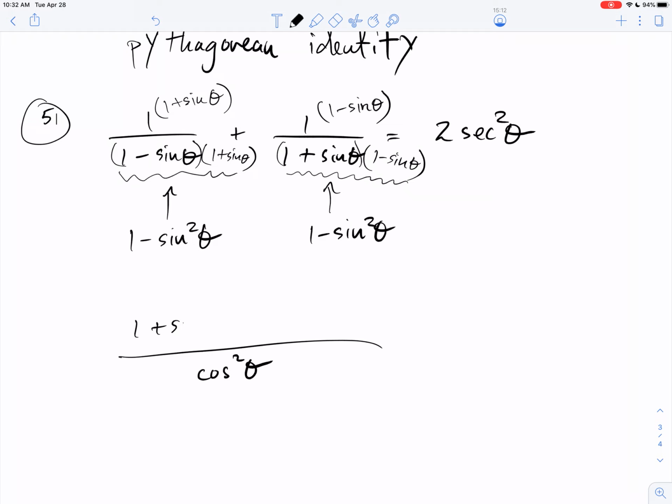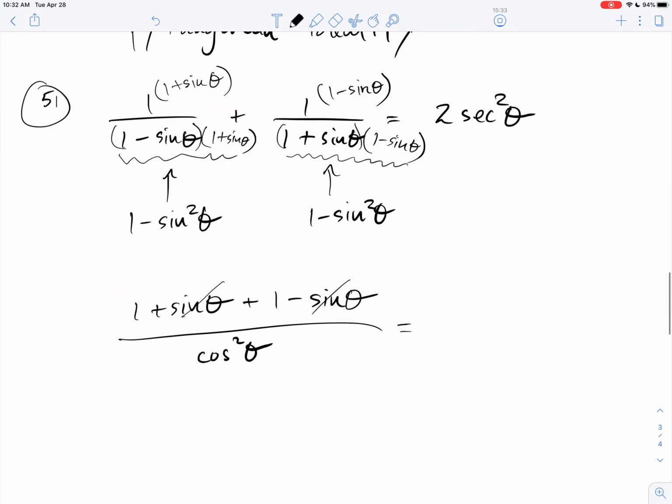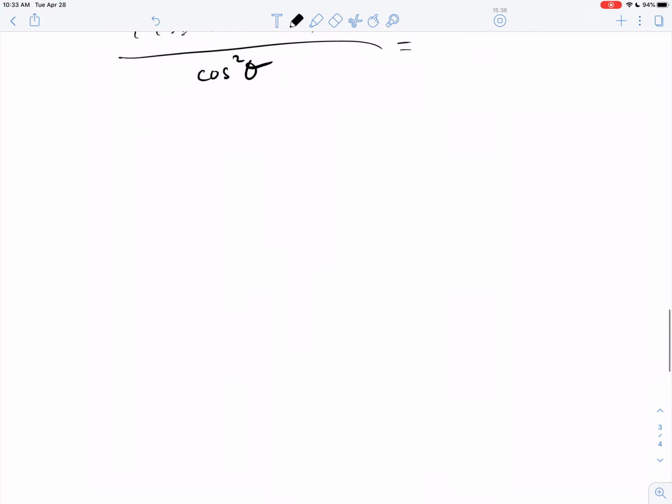1 plus sine theta. I just got common denominators. Without even trying, it ended up being a common denominator. And kaboom. Huge major hint. You figure it out from there, but that's that. All right. Now, number 53. Here is 53. Let's get working.